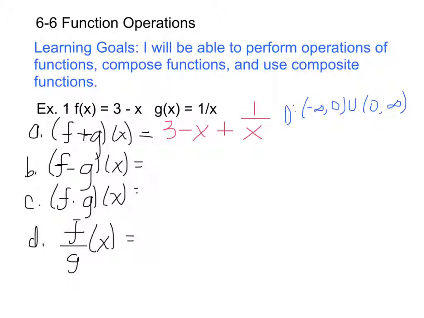Okay? And then subtraction will look the same. And then you check if you can combine like terms. If you can't, then you don't worry about it. And your domain will be the same since you still have that.